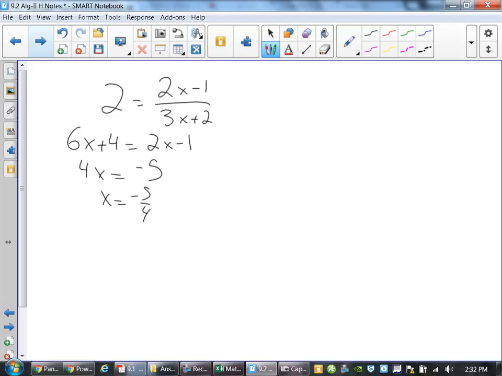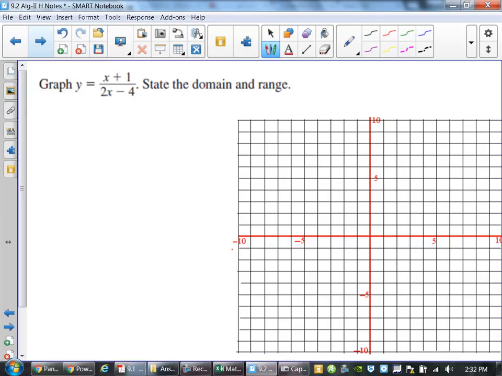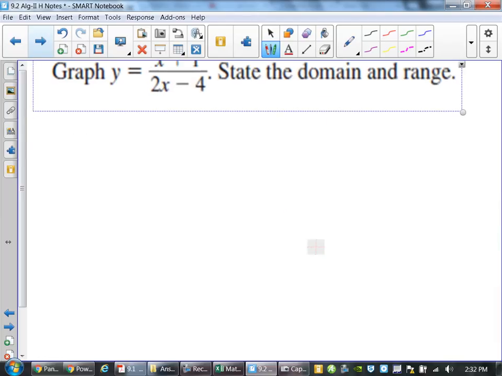Everything is domain driven. X generates Y. Think of that. Our function machine says you put a value of X in, it spits out a Y. Let's see. Why don't you guys do this one? Graph it, give me the domain and range, please.